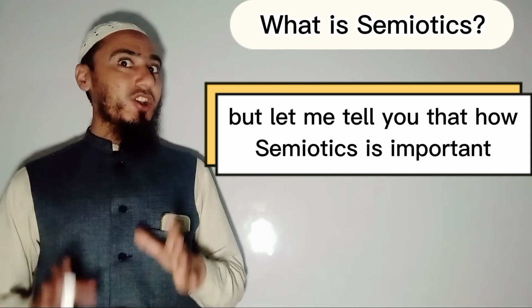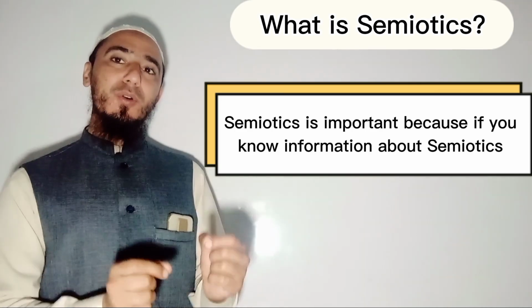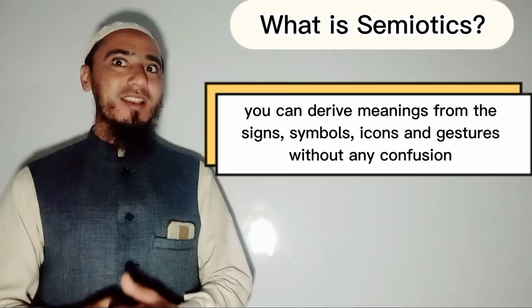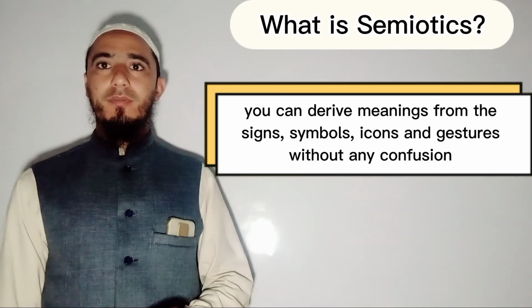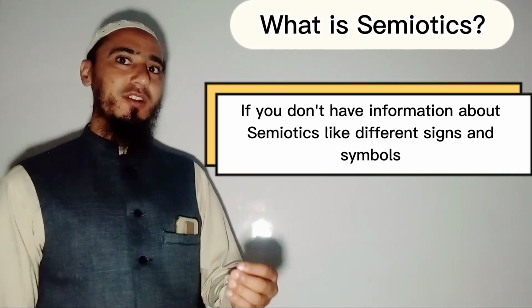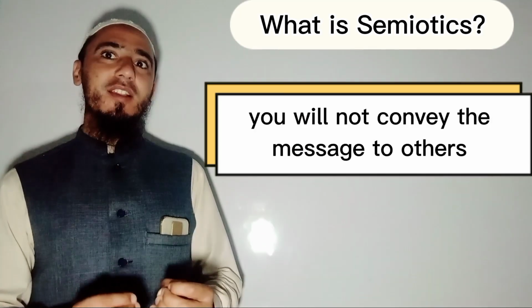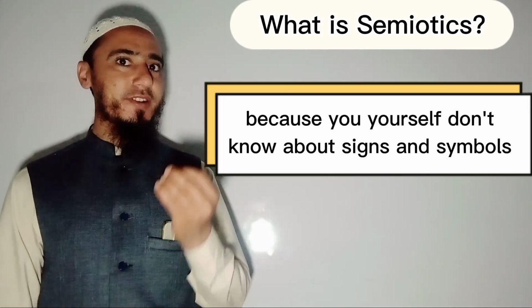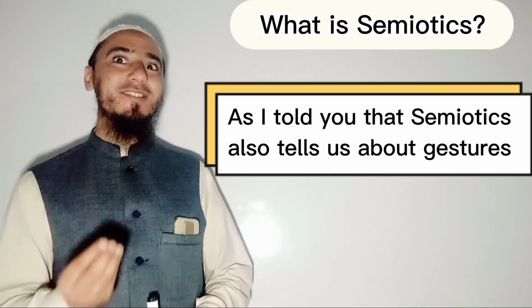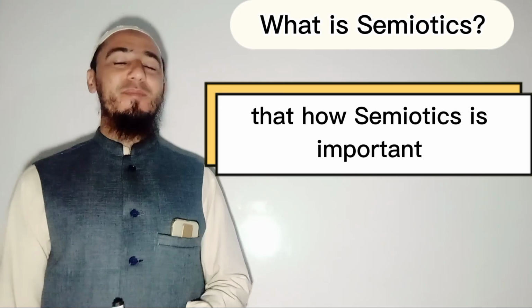But let me tell you how semiotics is important. Semiotics is important because if you know information about semiotics, you can derive meaning from the signs, symbols, icons, and gestures without any confusion. If you don't have information about semiotics, like different signs, symbols, typic signs, logos, definitely you will not understand. You will not convey the message to others, because you yourself don't know about signs and symbols. As I told you, semiotics also tells us about gesture. I'm just providing two examples for better understanding of how semiotics is important.